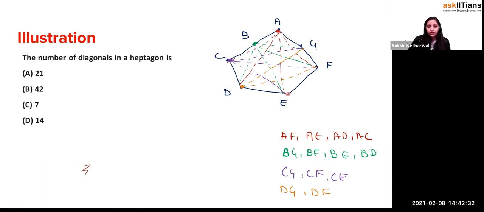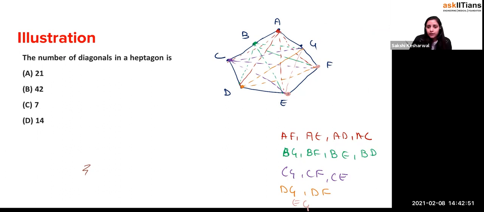So we have CE already written, EB already written, EA already written, EG not written. So we'll be joining EG, right? EF is a side. Now let's take the side F. I think we have got almost all of it.